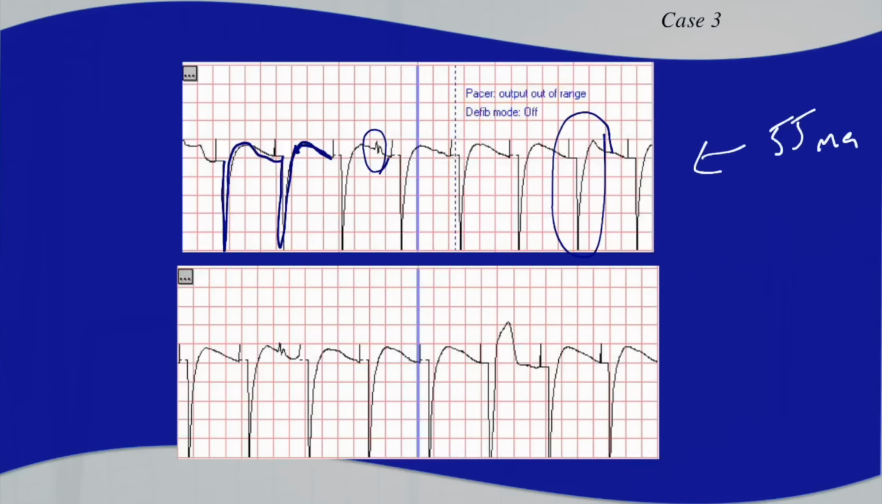So we're going to keep increasing our milliamps. Let's say we're up to about 70 milliamps here, and now we're starting to see something. I do see, again, this looks very promising. That is a capture beat. We have a single capture beat on this bottom strip, so we know it's possible. We're only at 70 milliamps. We finally have a capture beat.